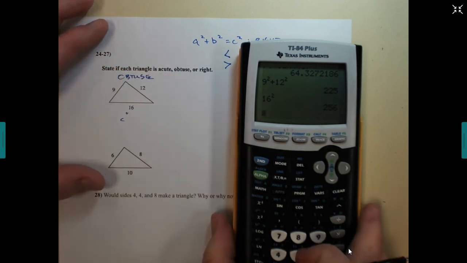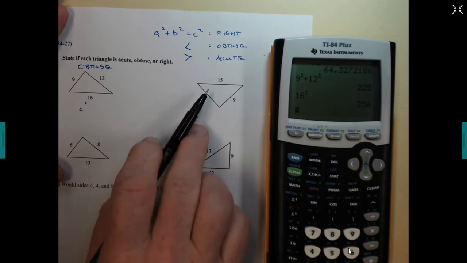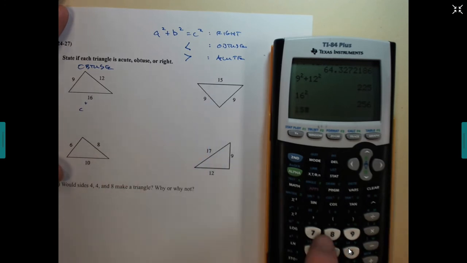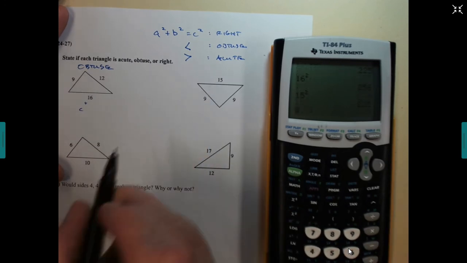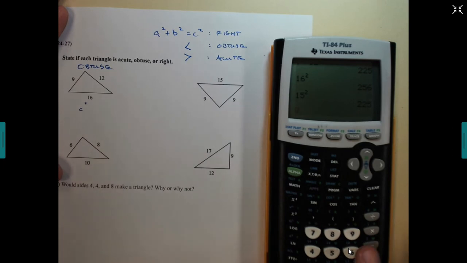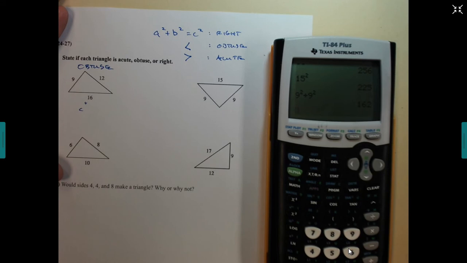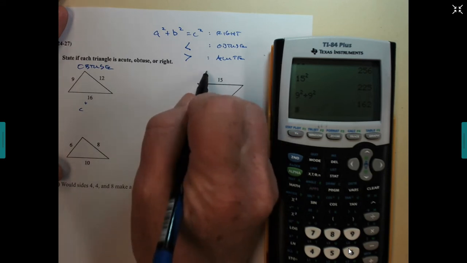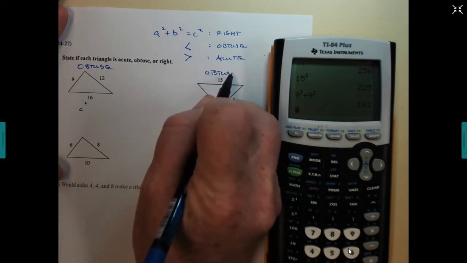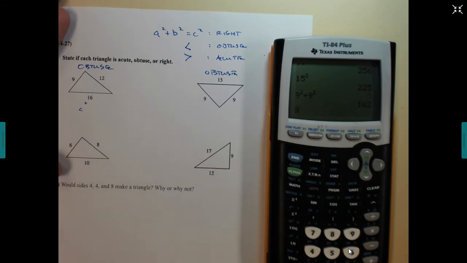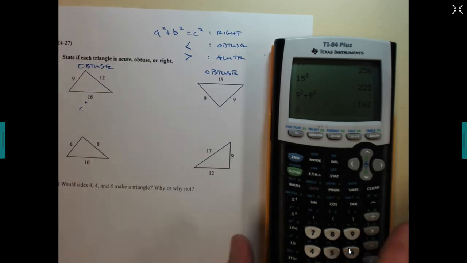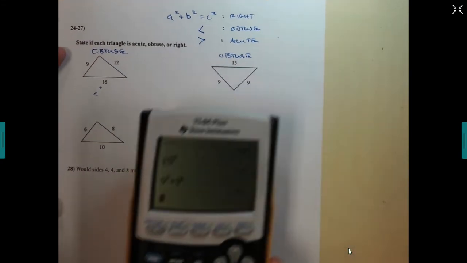This is the only game we got to play. All right, c squared's got to be the 15. That's 225. I'm going to compare that to 9 squared plus 9 squared. C squared's bigger again. I got another obtuse triangle. I know it's not drawn that way. That's intentional. You can't go by looks. You got to go by what you can prove.